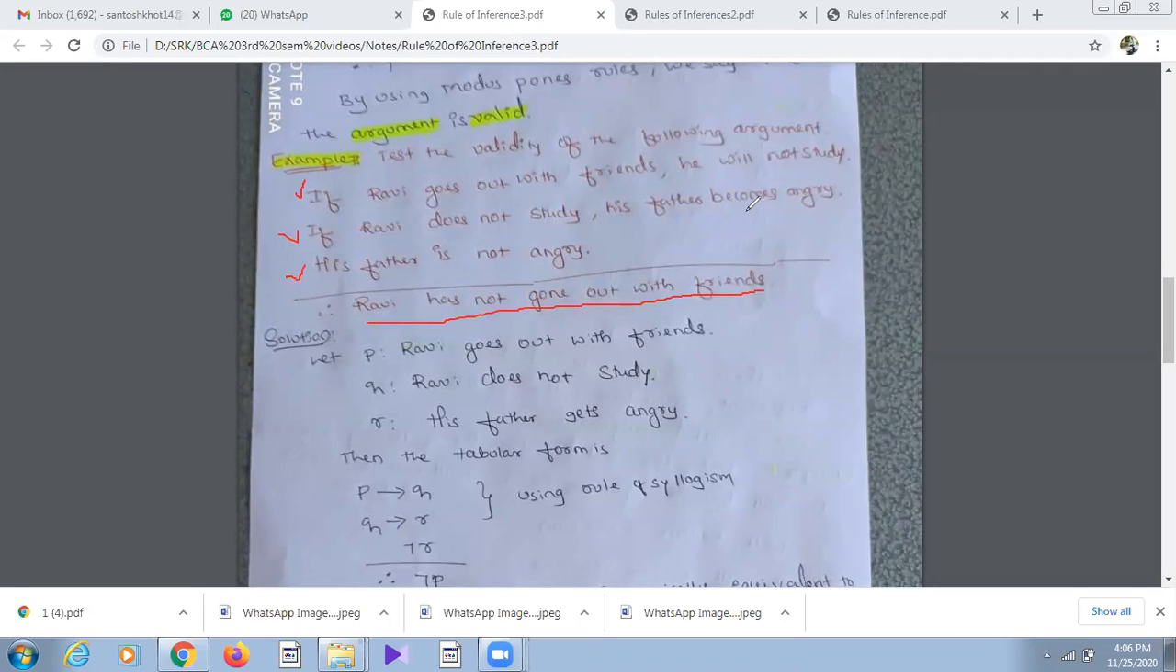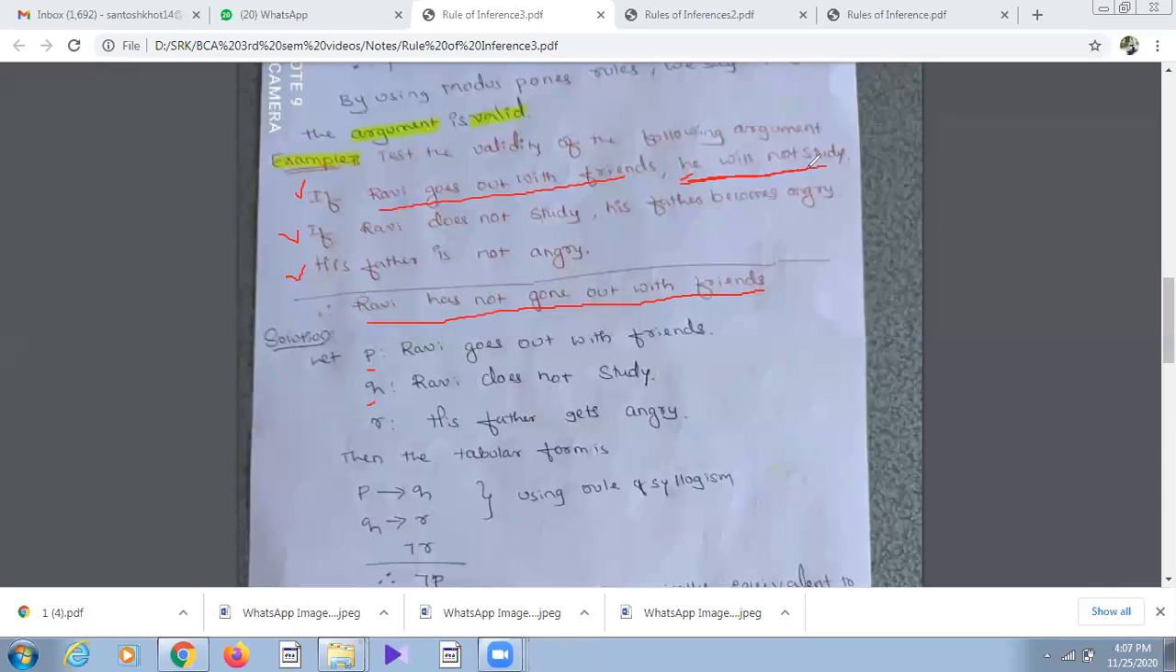Now we have to identify which are the primary statements. First, Ravi goes out with the friends. This is one primary statement, and we denote it as P. Next, Ravi will not study. This is a negative sentence, and its opposite is Ravi will study. Is there any such sentence in this argument? No, there is no sentence like Ravi will study. So we take this directly as Q, a positive statement.